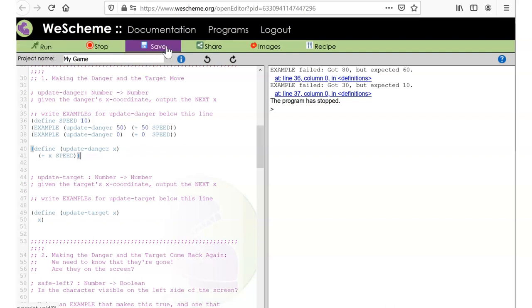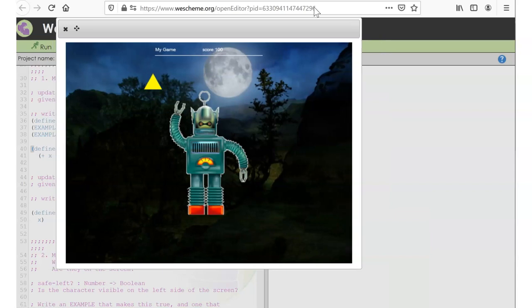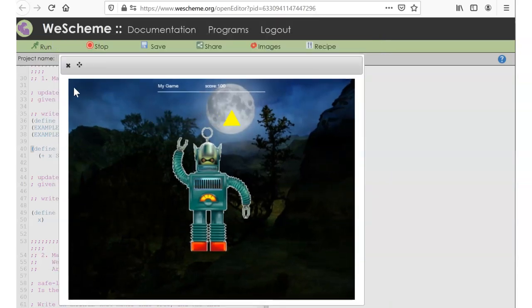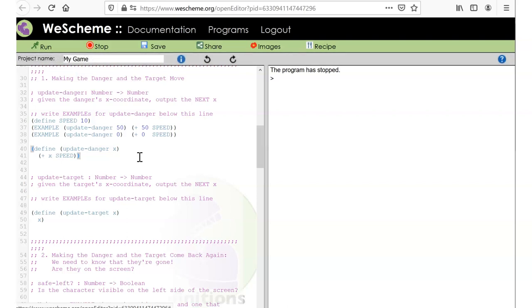So I'm going to save. So no errors from my test. He's moving across. That's good. But what if I wanted to have... So now your assignment is going to be to update target. As we saw in Ninja Cat, target and danger move in opposite direction, or they move at different speeds.